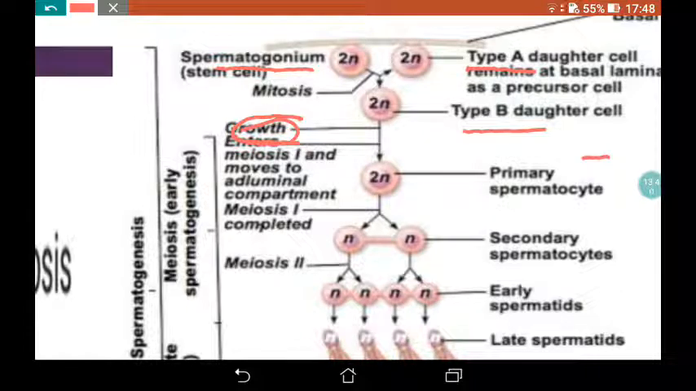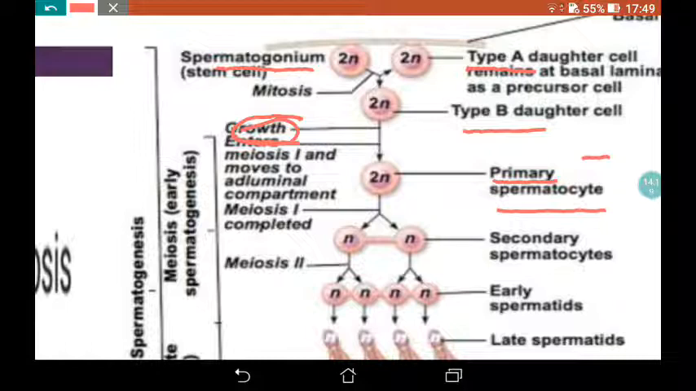Only type B enters the growth phase, during which their cytoplasmic mass increases, and now it is called the primary spermatocyte. After the growth phase, it is called the primary spermatocyte, and it is diploid in nature because only mitosis has occurred up to the formation of the primary spermatocyte. This step of conversion of spermatogonia into spermatocyte is also called spermatocytogenesis, because the spermatocyte has been formed here. Okay, now come to the next step.